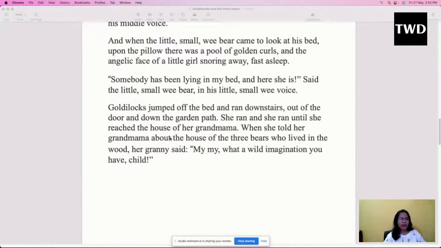Goldilocks jumped off the bed and ran downstairs, out of the door and down the garden path. She ran until she reached the house of her grandma. When she told her grandma about the house of the three bears who lived in the wood, her granny said, "My, what a wild imagination you have, child."